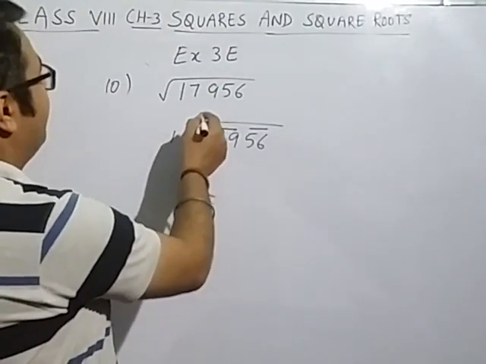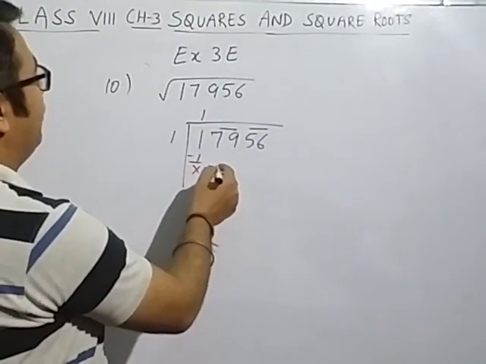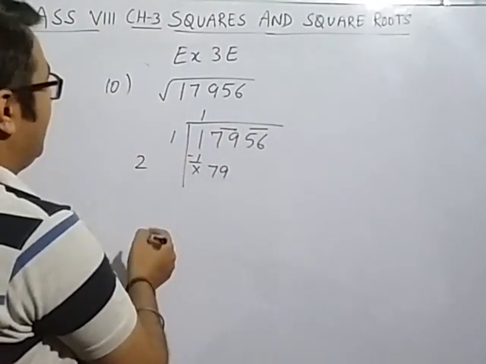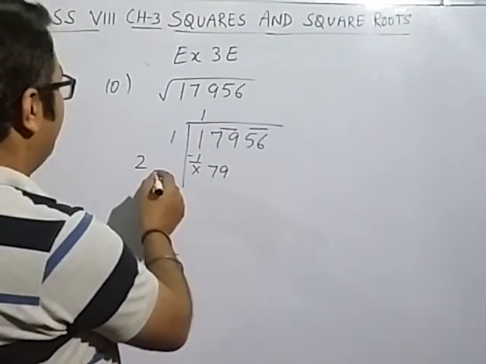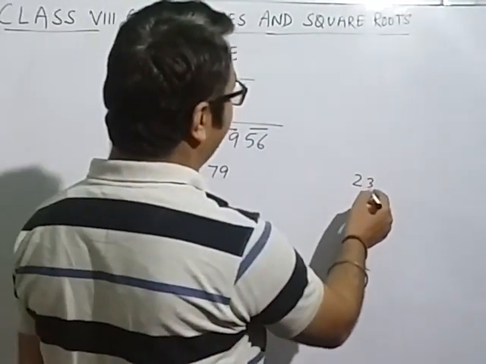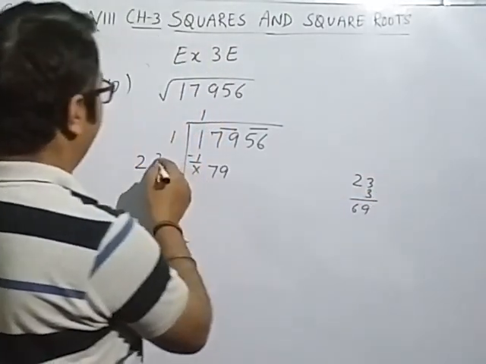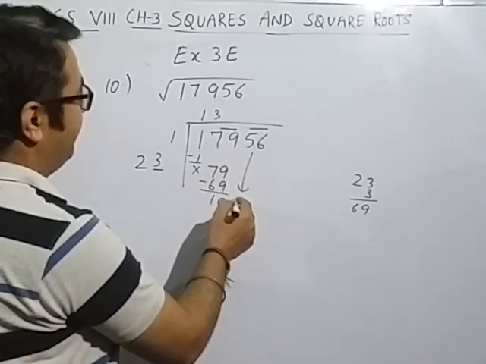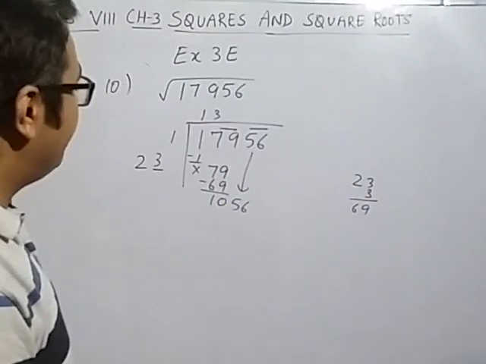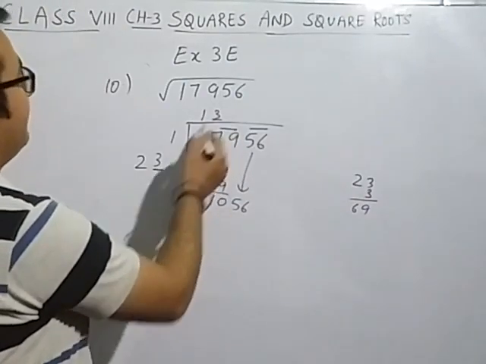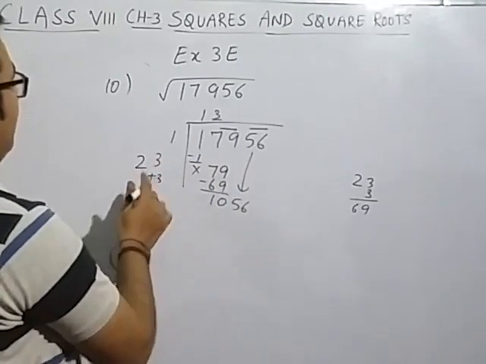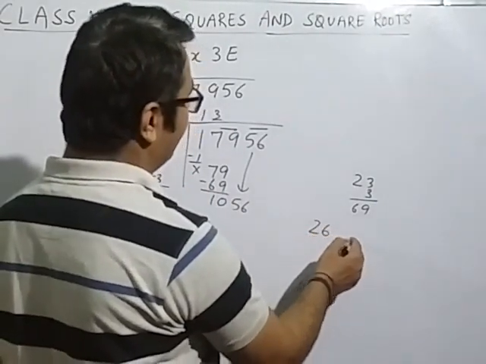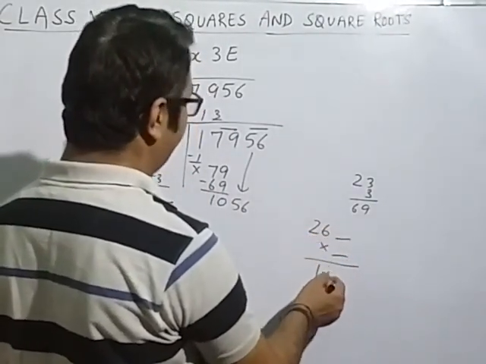Now 1 1 is 1, we cancel. I will copy 79. Now we will take double of 1, that is 2. Now along with 2 which number will we take? We need to check. 23 3s are 69, so we will take 3 here. Now subtract. Remainder will be 10, we will copy the next pair, 156. Now the number is 1056. Now we will add this 3 here. So we got 26.